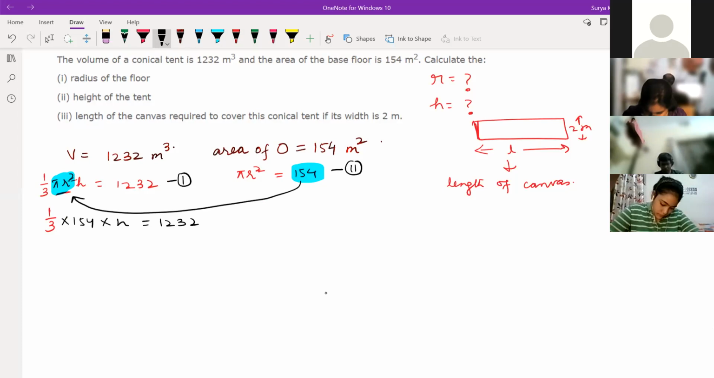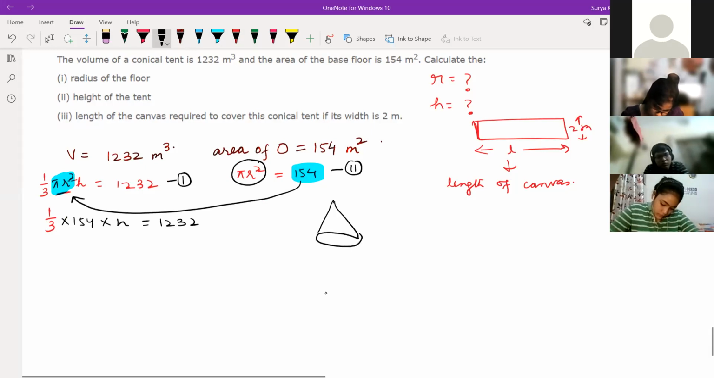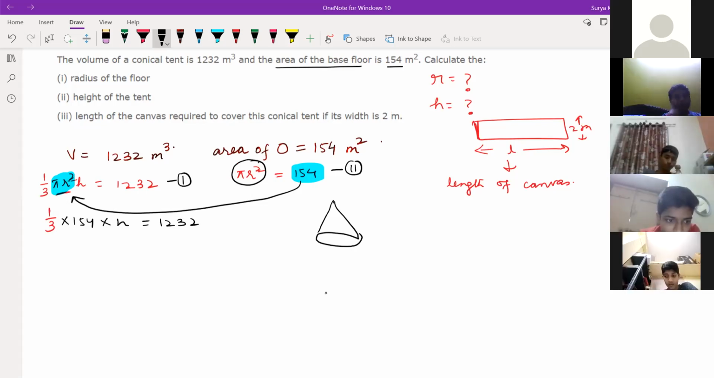How are we getting it? See, pi r square is there, no? Area of the circle is given, right? Area of the base is given in the question. See here, in the question, area of the base is 154. So this base area is 154 meter square. The same thing we are putting instead of pi r square.